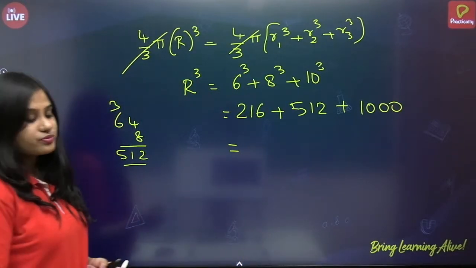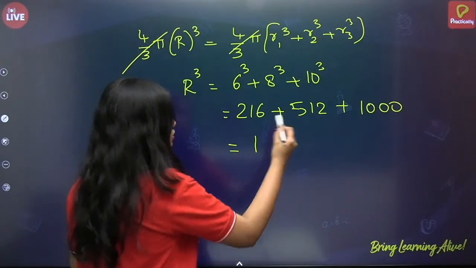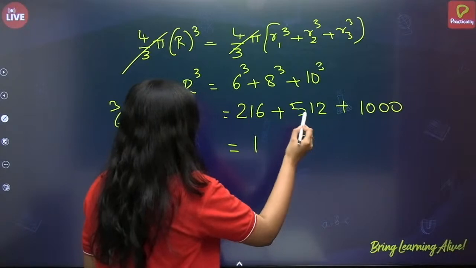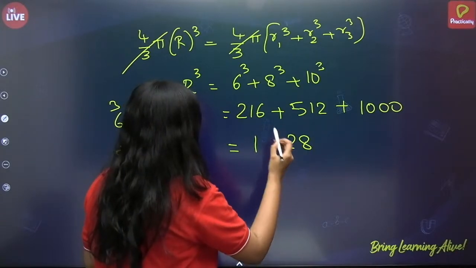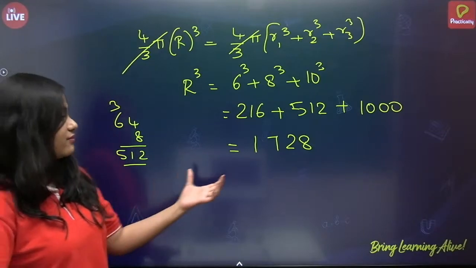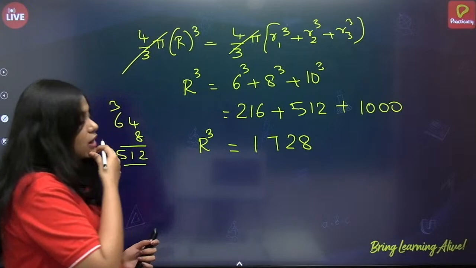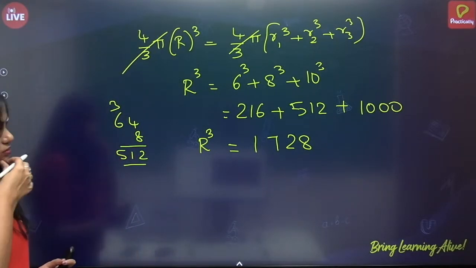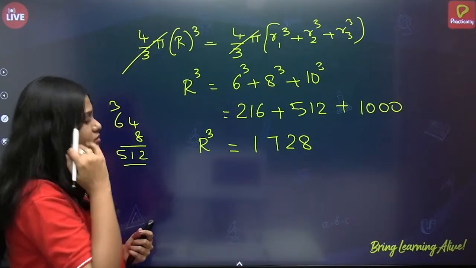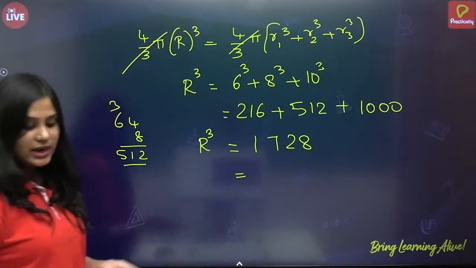Okay. Now just find the sum. So 216 plus 512 plus 1000 is 1728. Right? So we have to find whether 1728 is a perfect cube or not. How do we find? We can just use prime factorization, correct? So fine, let us also do that.